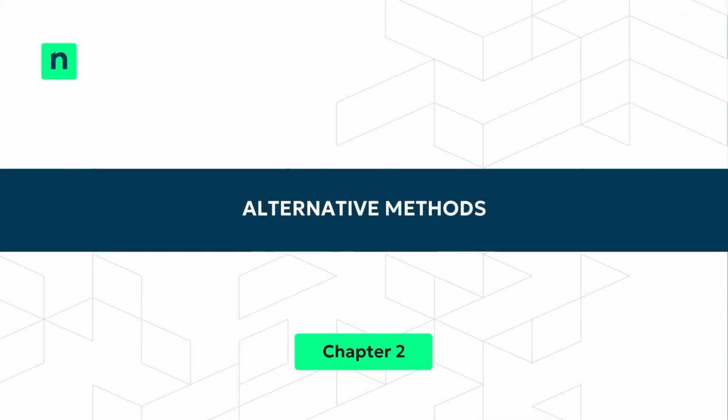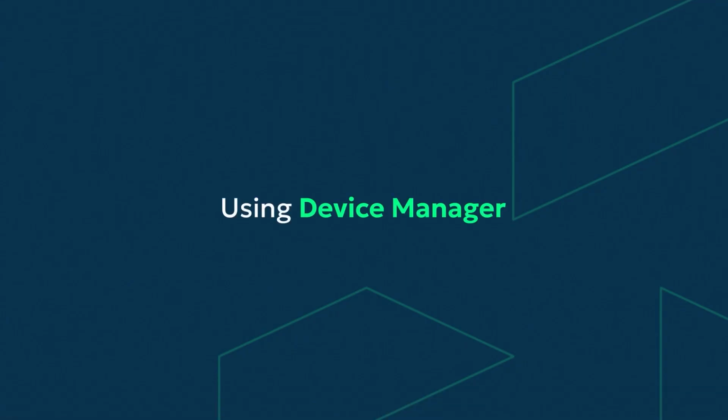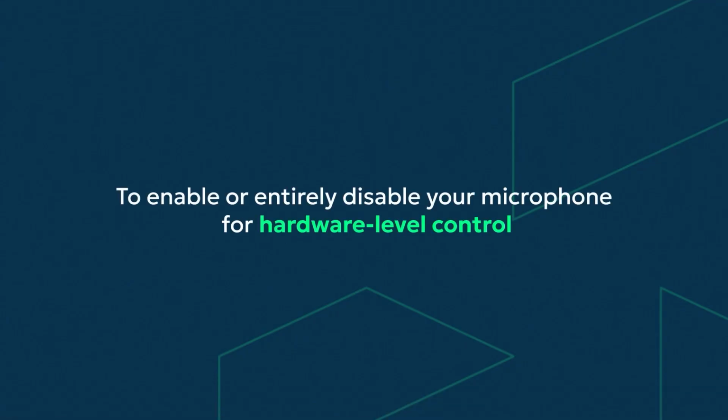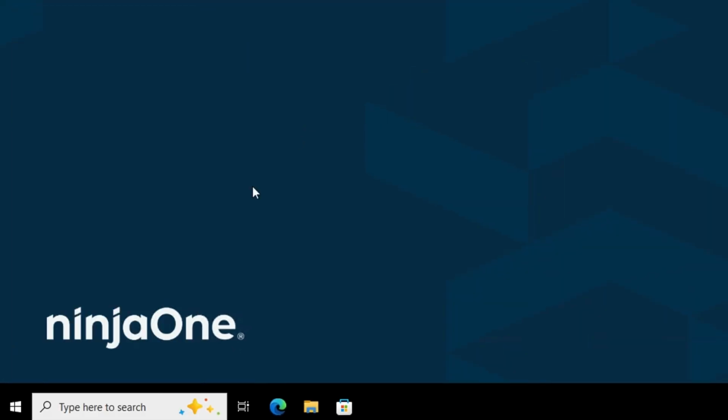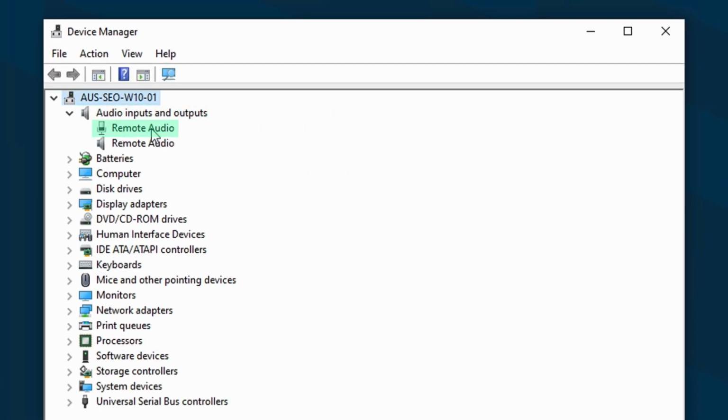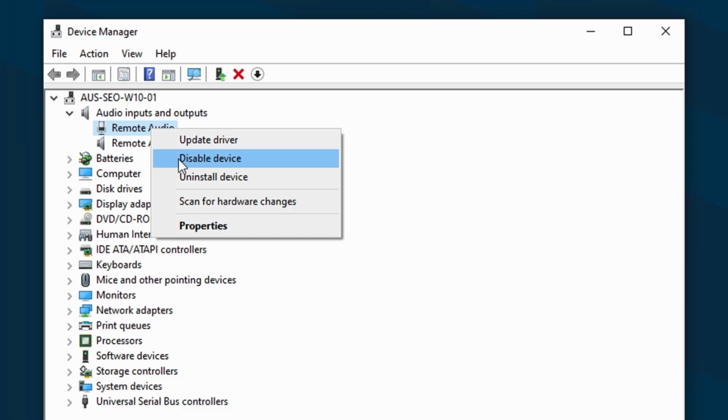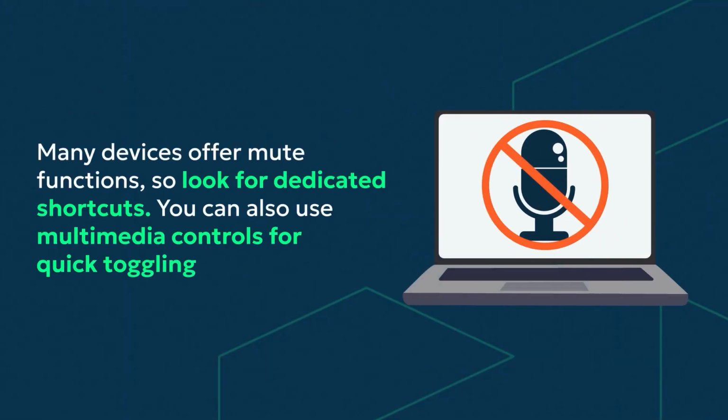Alternative methods. If that doesn't work, here are alternatives. Use Device Manager to enable or entirely disable your microphone for hardware level control. Right-click on Start, select Device Manager. Expand audio inputs and outputs, and right-click your microphone. Many devices offer mute functions, so look for dedicated shortcuts. You can also use multimedia controls for quick toggling.